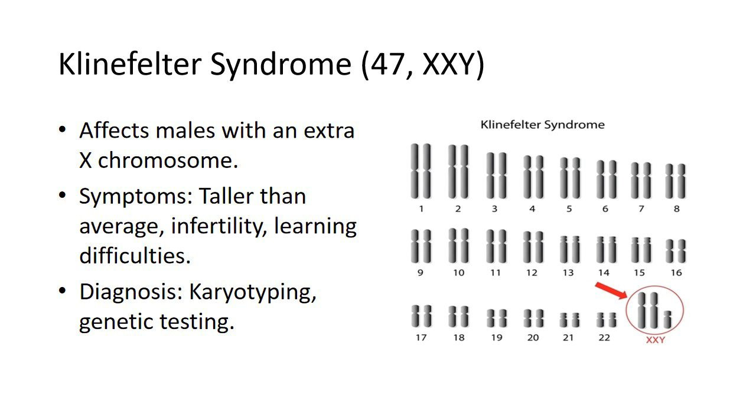Reproductive health: small testes, which leads to reduced testosterone levels and infertility. Cognitive impact: mild learning difficulties, especially in language and executive function. Diagnosis: typically diagnosed through karyotyping or chromosomal analysis. Incidence: occurs in about 1 in 500 to 1,000 male births.